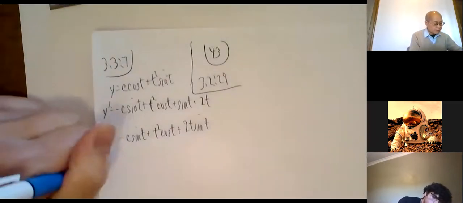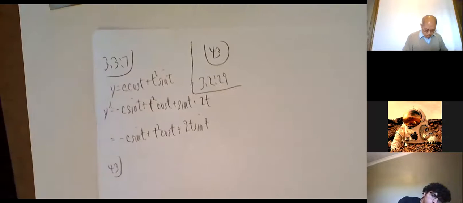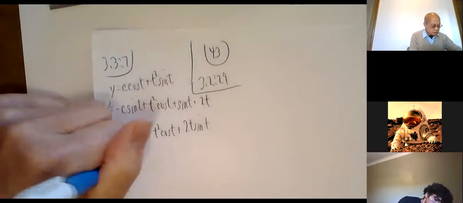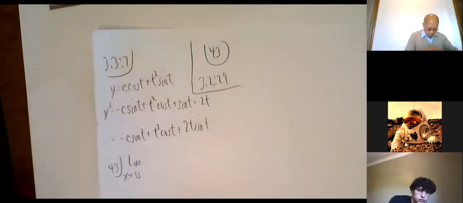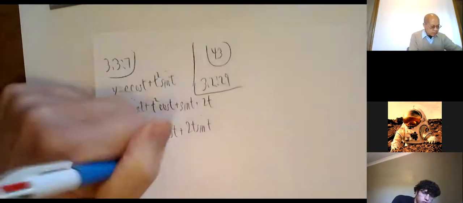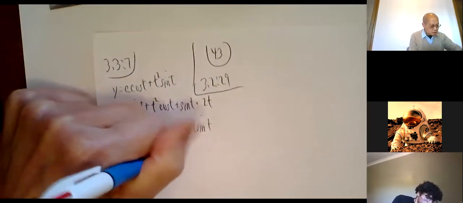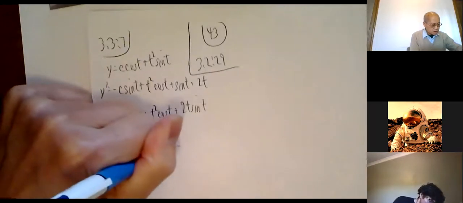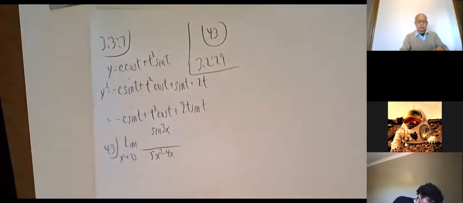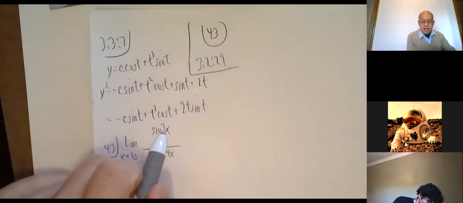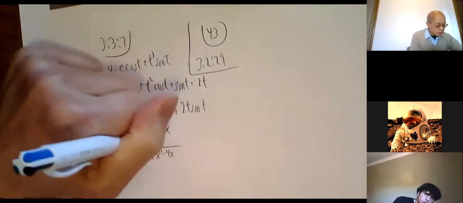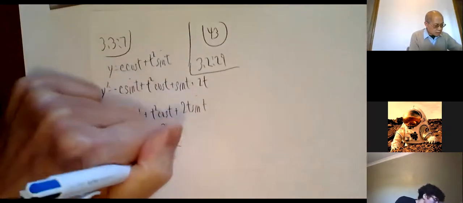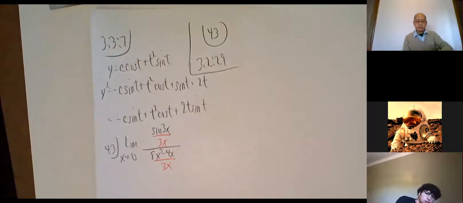Okay, 3.3 number 43. Let's see, limit as x approaches 0 of sine of 3x over 5x cubed minus 4x. I'm going to write it funny like that. Okay, so we said the name of the game is to make the bottom have exactly something like that in the top. So I divide top and bottom by 3x like that.